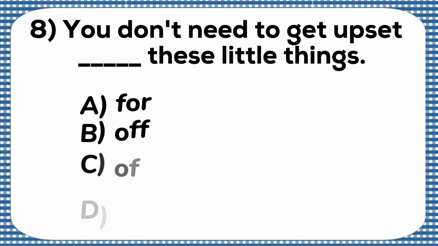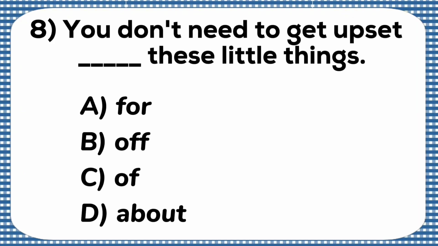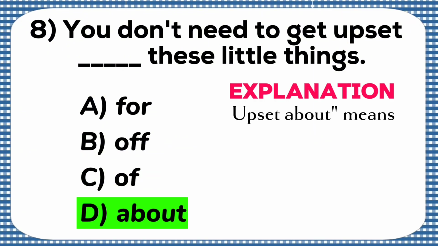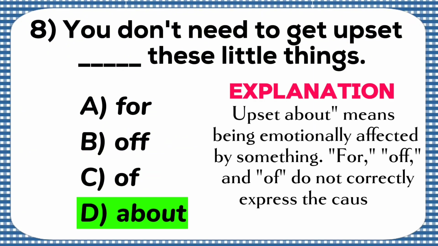You don't need to get upset dash these little things. The right answer is option D, about. Explanation: upset about means being emotionally affected by something. For, of and off do not correctly express the cause of upset feelings.